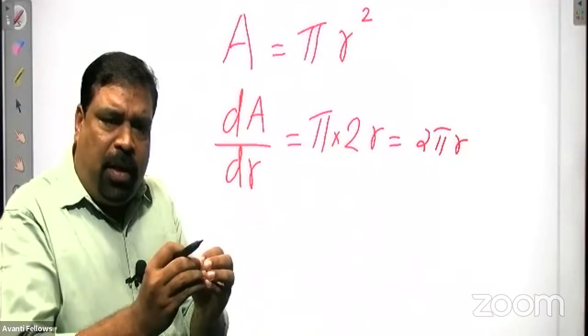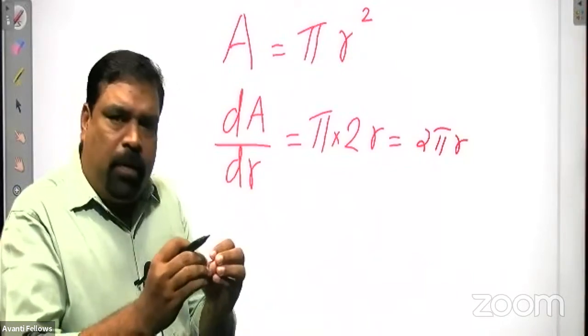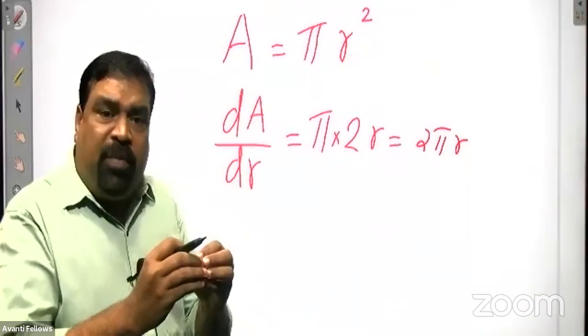Imagine the circle is not a constant circle. It's a variable circle.